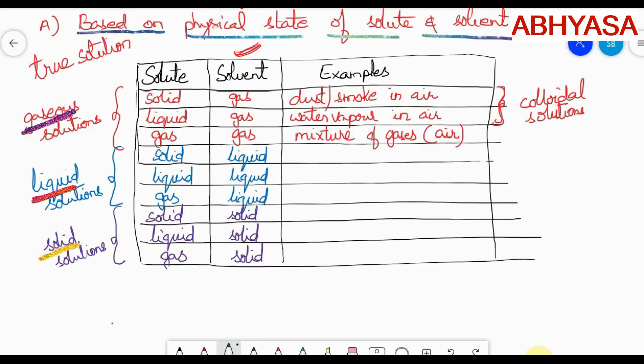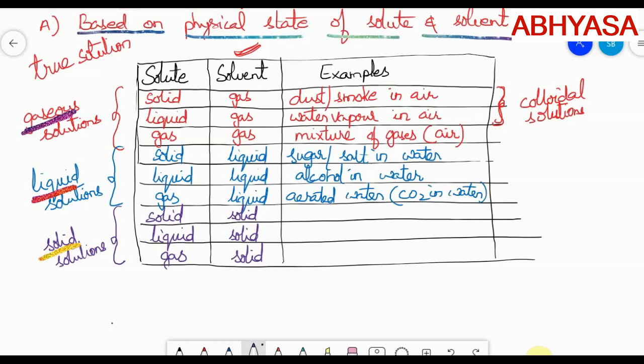Then solid in liquid. These are very common examples in day-to-day life. Solids dissolved in liquid. So we dissolve sugar or salt in water. That is an example of solid in liquid type of solution. Liquid in liquid. Alcohol is dissolved in water. This is the world famous combination. Alcohol is mixed with water, isn't it? Then gas in liquid. This is aerated water, meaning soda water, or we can say carbon dioxide is dissolved in water, oxygen is dissolved in water. Everything comes under gas in liquid type of solution.